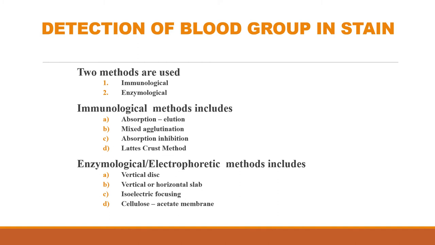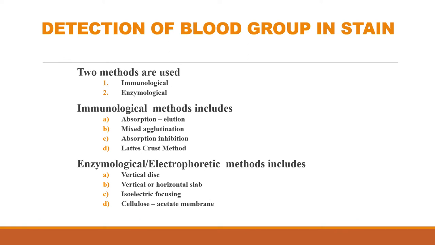Detection of the blood group in stain. There are two methods which are used: immunological and enzymological. In the immunological, there are the absorption elution, absorption inhibition, mixed agglutination, and the Lattes crust method. The enzymological and electrophoretic methods include vertical rays, vertical and horizontal slabs, isoelectric focusing, and cellulose acetate membrane.